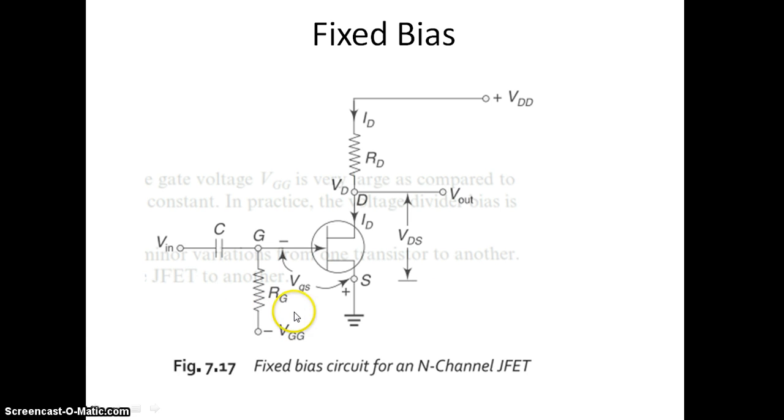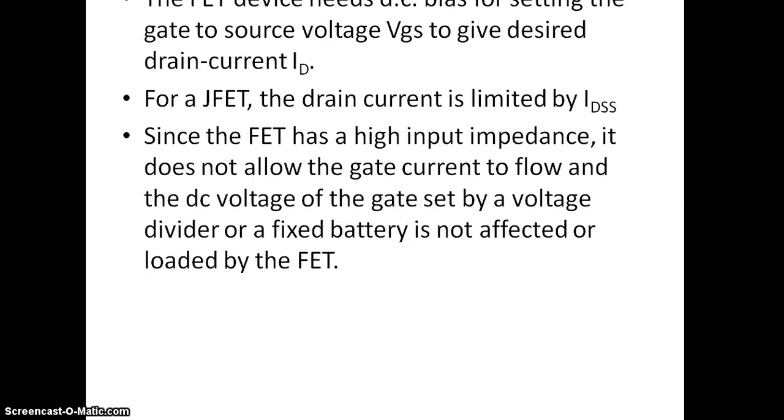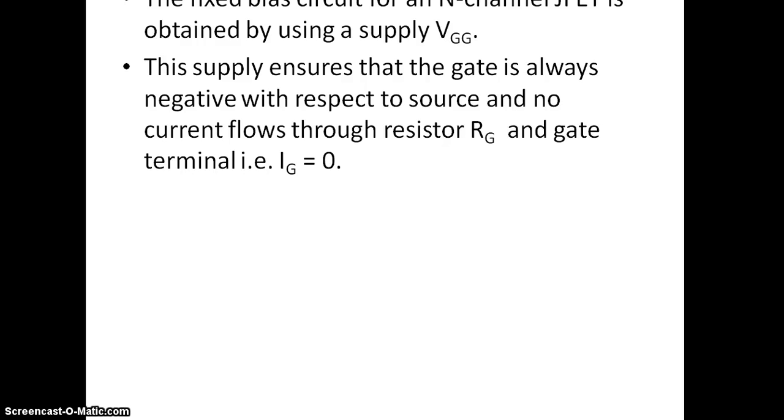Next, this is a fixed bias circuit. Here we have a drain resistance running to VDD, and the gate is given a separate bias, minus VGG, through a gate resistance RG. This is called a fixed bias for the gate. This is a fixed bias circuit for an N channel JFET. The FET device needs DC bias for setting the gate to source voltage VGS to give the desired drain current. For a JFET, the drain current is limited by IDSS. One of the characteristics of JFET is that it has very high input impedance. This is how the fixed bias circuit is achieved.